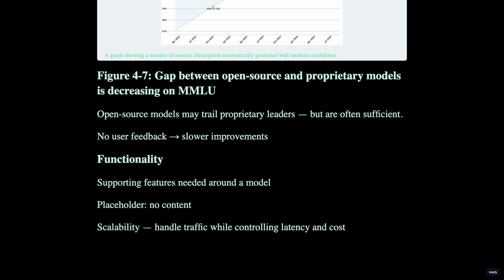Scalability means your inference service can absorb the application's traffic without latency spikes or runaway costs.